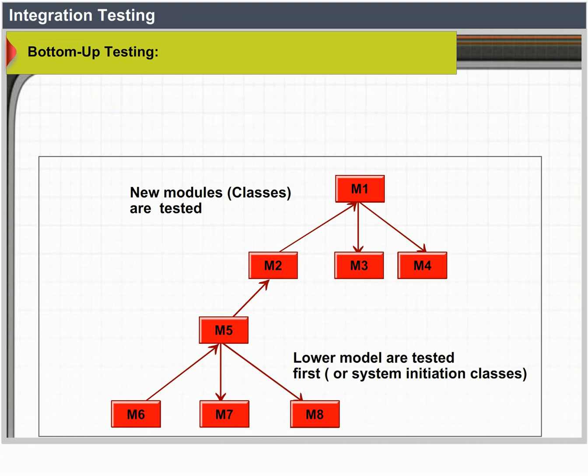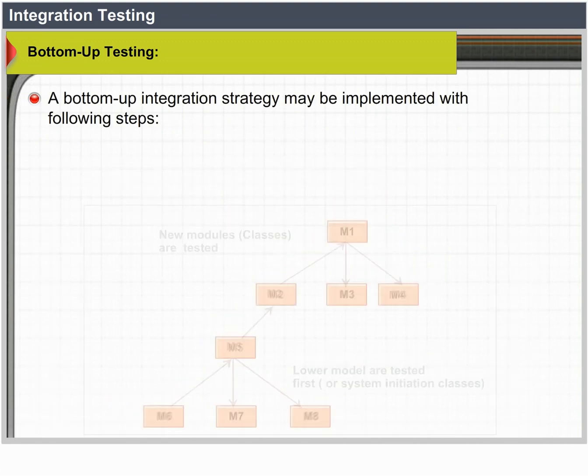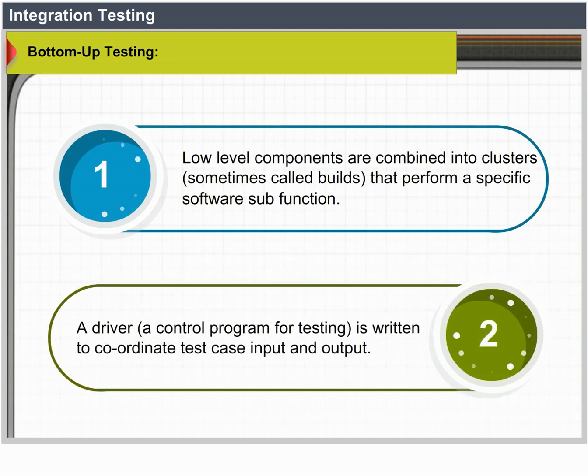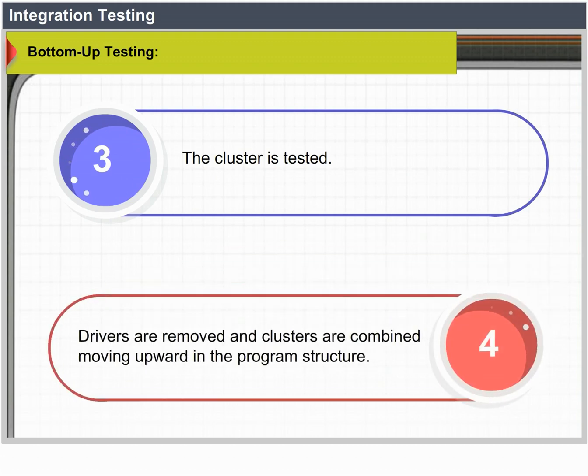A bottom-up integration strategy may be implemented with the following steps. Low-level components are combined into clusters, sometimes called builds, that perform a specific software sub-function. A driver, a control program for testing, is written to coordinate test case input and output. The cluster is tested. Drivers are removed and clusters are combined, moving upward in the program structure.